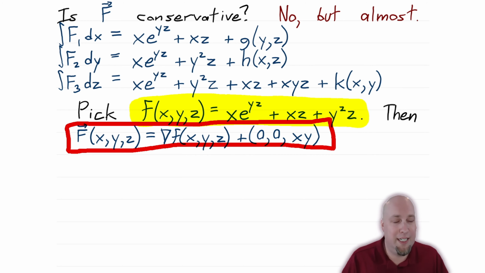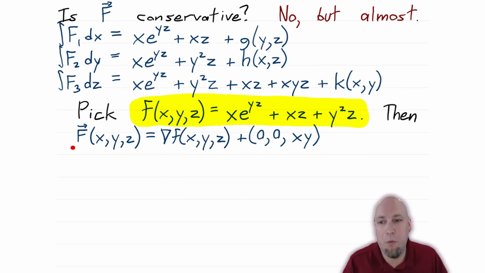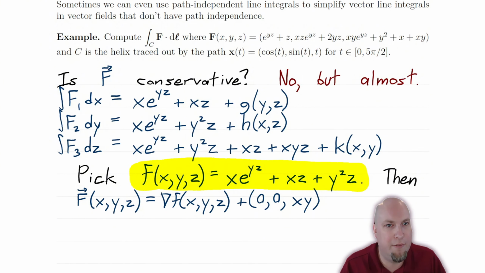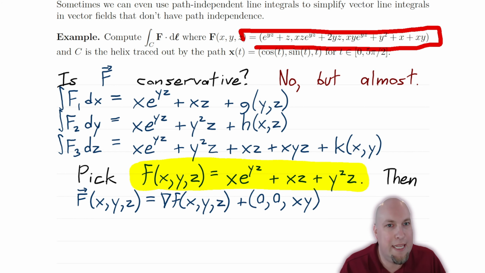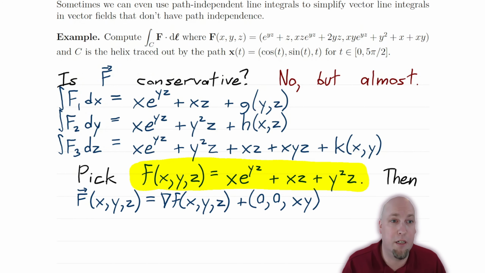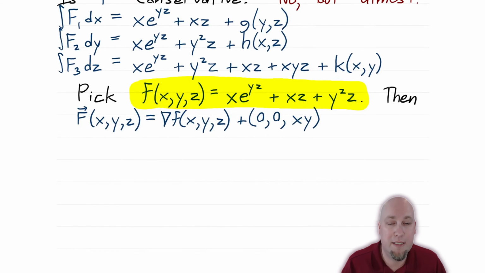And the reason this is going to help me is that now if I want to integrate big F, well, I can integrate this and add them up. And this is going to have path independent line integrals. And this is a heck of a lot easier to work with than this. So it's probably going to be a lot easier to compute the integral of. Okay, so let's do that.